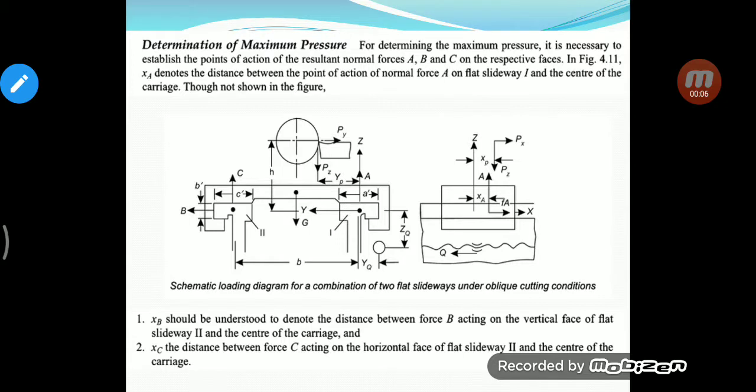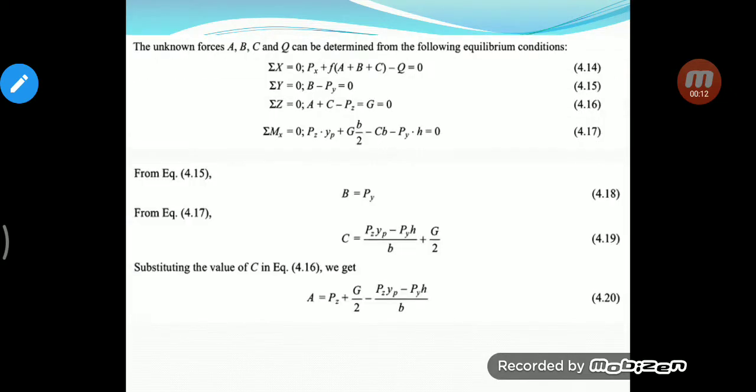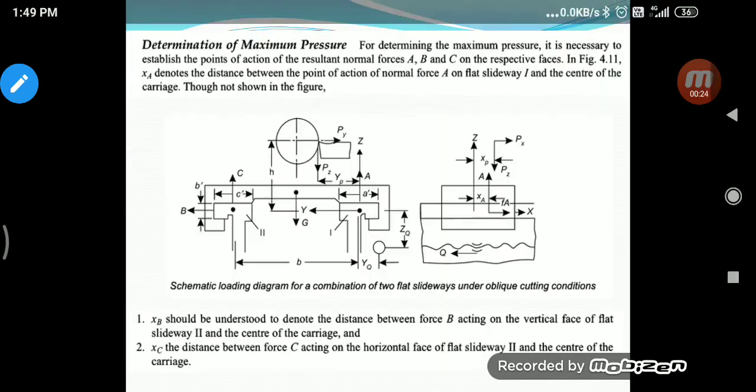So let us continue from where we left off last time. Last time we had described the three equations that we had obtained by taking equilibrium of forces in the XYZ direction, and also we had described the moment equation. So today we will start with this part.